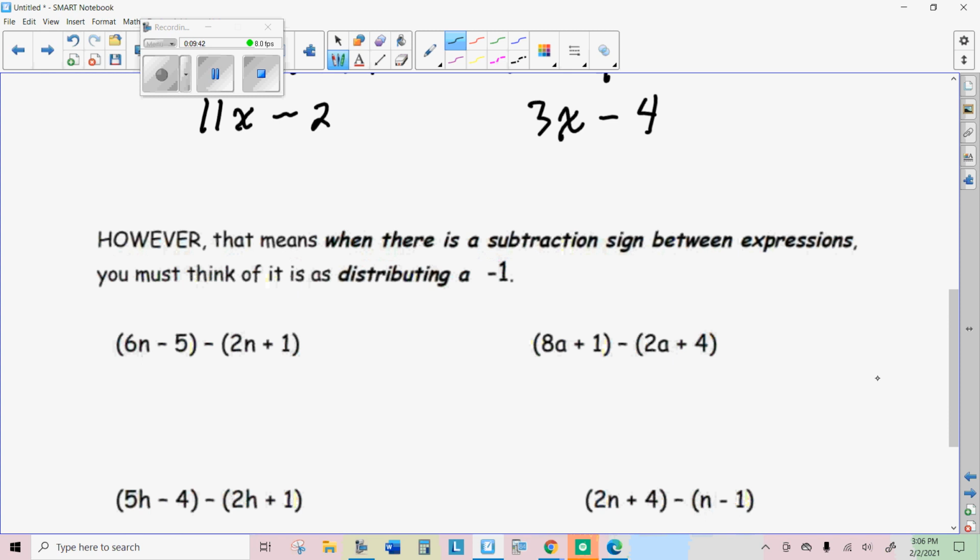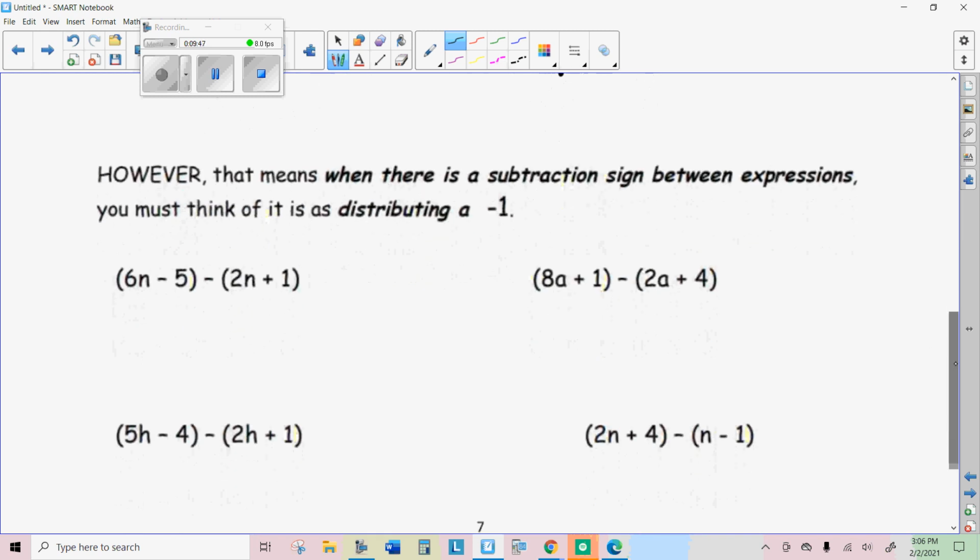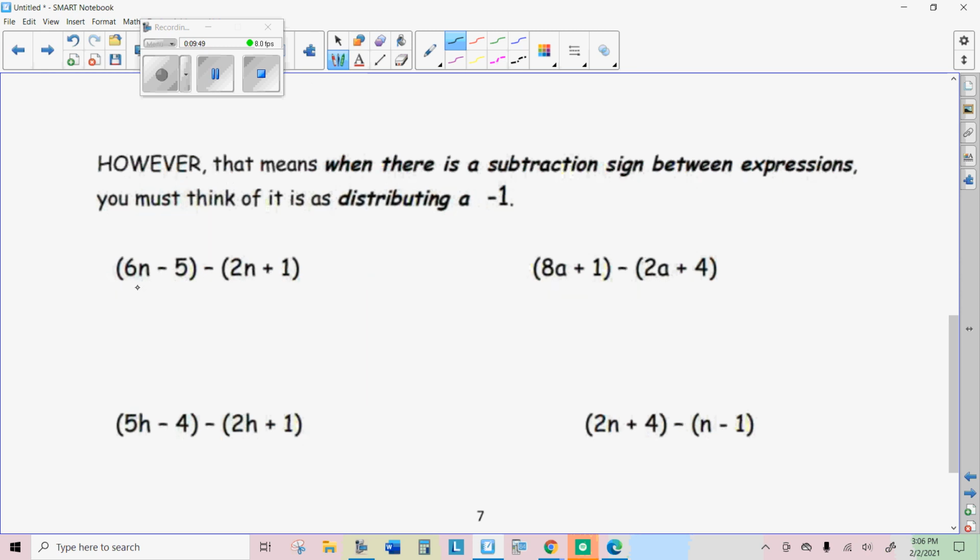So when there's a subtraction sign between the expressions, you must think of distributing a negative 1. So all these problems are like that. I'll do the first one for you. If you don't want to draw the diagram, what I would think of is, there's an invisible 1 here. I'll put it in there. I'm going to take negative 1 times 2n, which is negative 2n. And I'm going to take negative 1 times 1, which is negative 1, and write it like that. 6n minus 2n is 4n. Negative 5 minus 1 is negative 6.